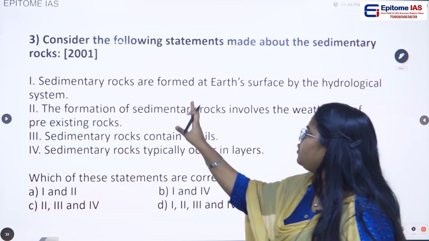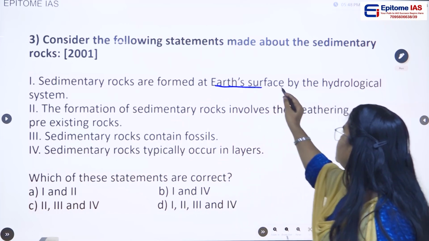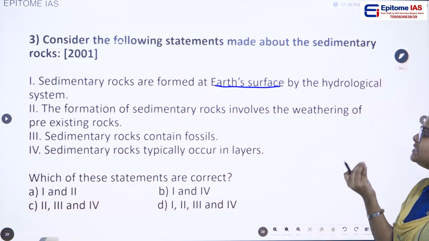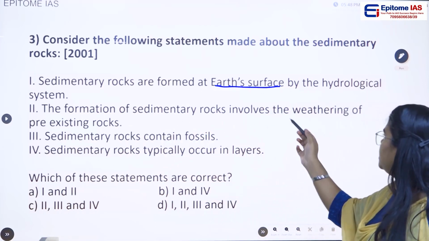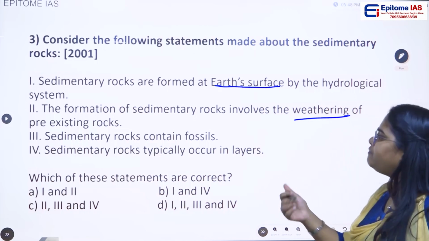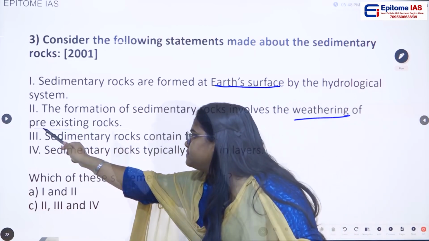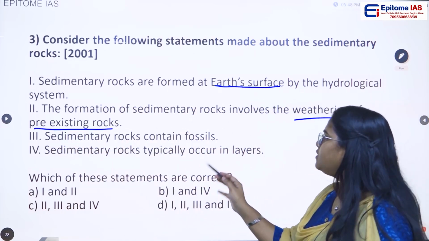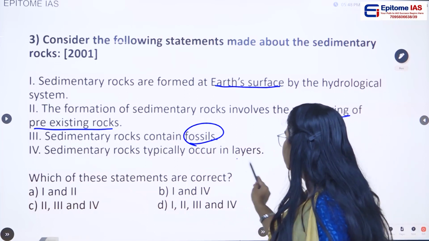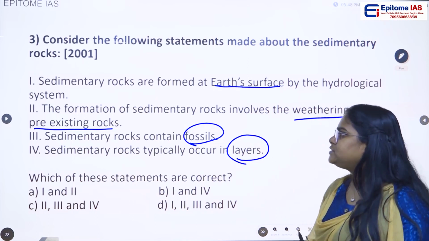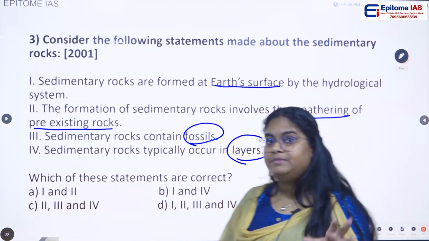Statement 1, sedimentary rocks are found at the earth's surface by the hydrological system. Statement 2, the formation of sedimentary rocks involves weathering of pre-existing rocks. Statement 3, sedimentary rocks contain fossils. Statement 4, sedimentary rocks typically occur in layers. So if you see here, they are talking about the sedimentary rocks.